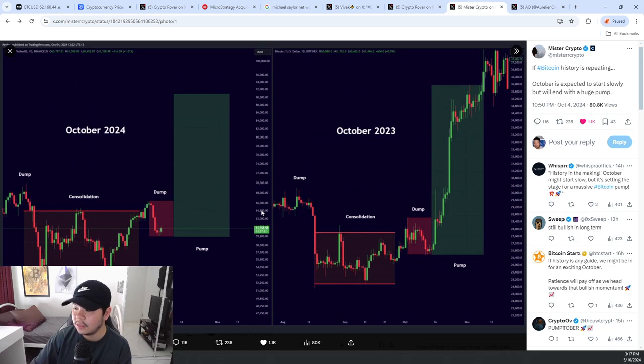And I also want to show you guys this, very similar. If Bitcoin history is repeating, October is expected to start slowly but will end with a huge pump. Clearly in 2023, we did in fact see a dump, consolidation, and then another dump, and then Bitcoin eventually pumped, a pretty decent pump up to the upside. Just last year in 2023, we had a huge pump towards the end of October. Same thing is going to happen this year.